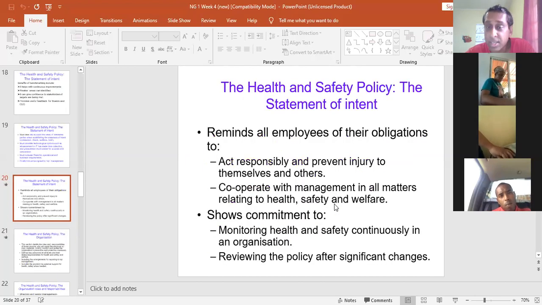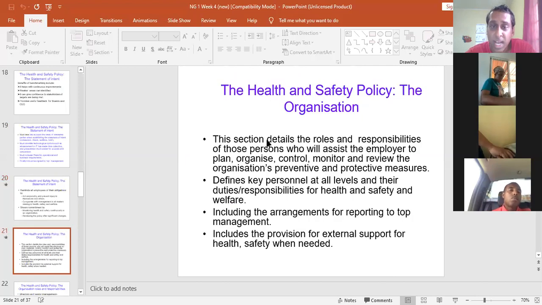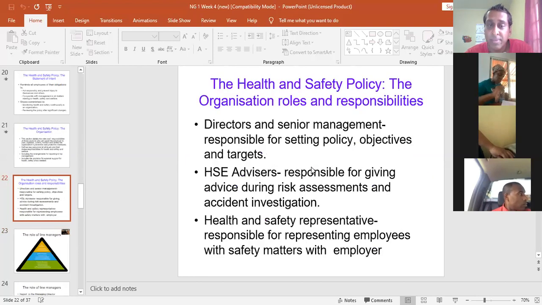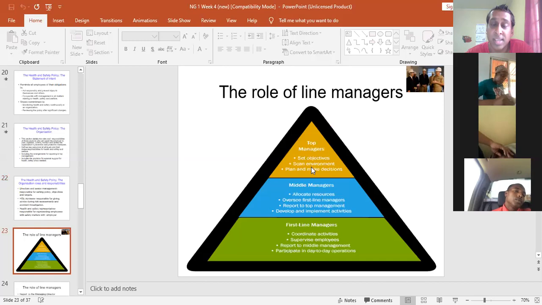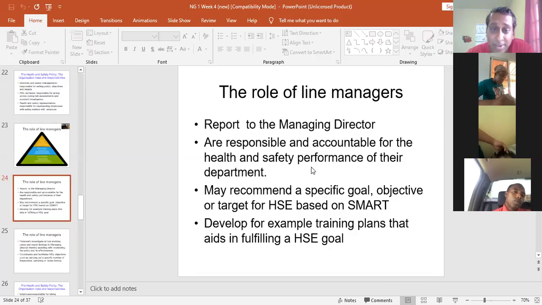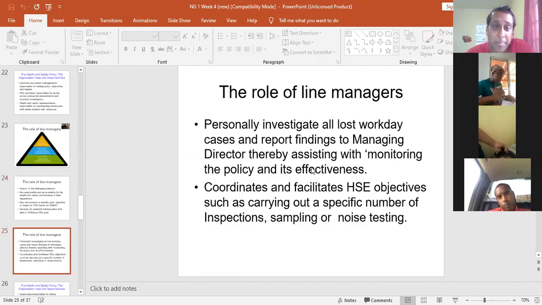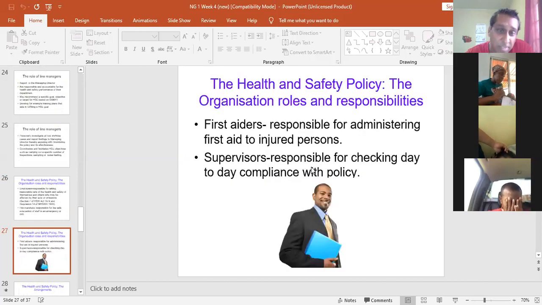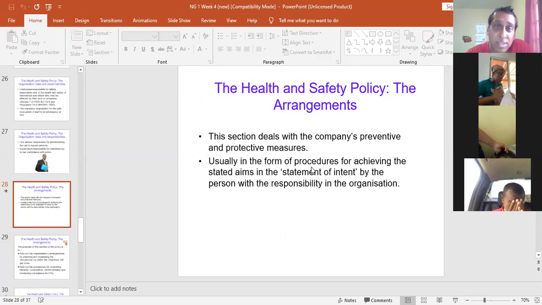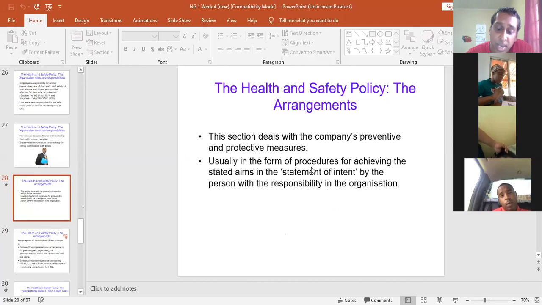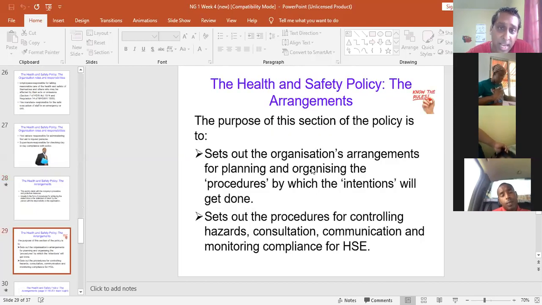Then we went today to the organization, which basically has the roles and responsibilities of those persons who have a part to play in fulfilling the aim, and those persons could range from, if you look at the slides, directors, HSE advisors, health and safety representative, line managers. You only need to know 4, by the way, right? I'm not going through all of that. Employees, fire marshal, first aiders, supervisors. You don't need to know all of that, you just need to know 4. And the last one is the arrangements.